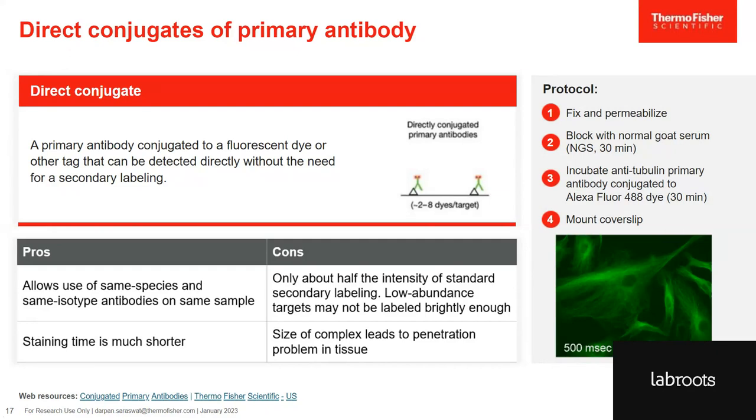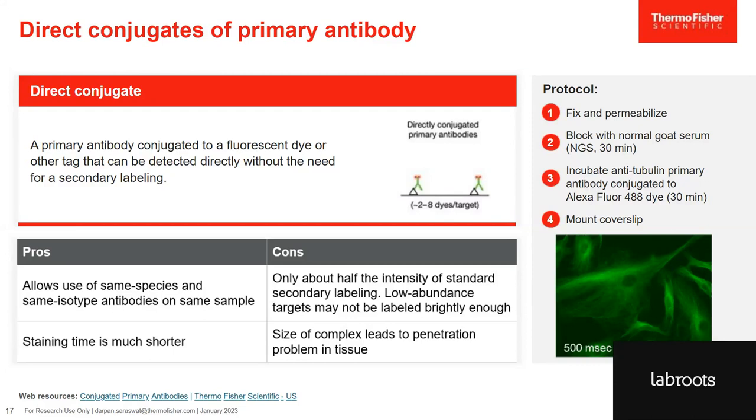Direct conjugates of primary antibody. The primary antibody is conjugated to a fluorescence dye or a tag that can be detected directly without the need of secondary labeling. There are various advantages of using direct conjugate. You can use same species and same isotype antibodies on same tissue. Staining time is much shorter, but there are disadvantages also, like only about half of the intensity of the standard secondary labeling. If your target is low abundant, you can't use direct conjugate antibodies. And because of the size of the complex, it will also lead to a penetration issue.